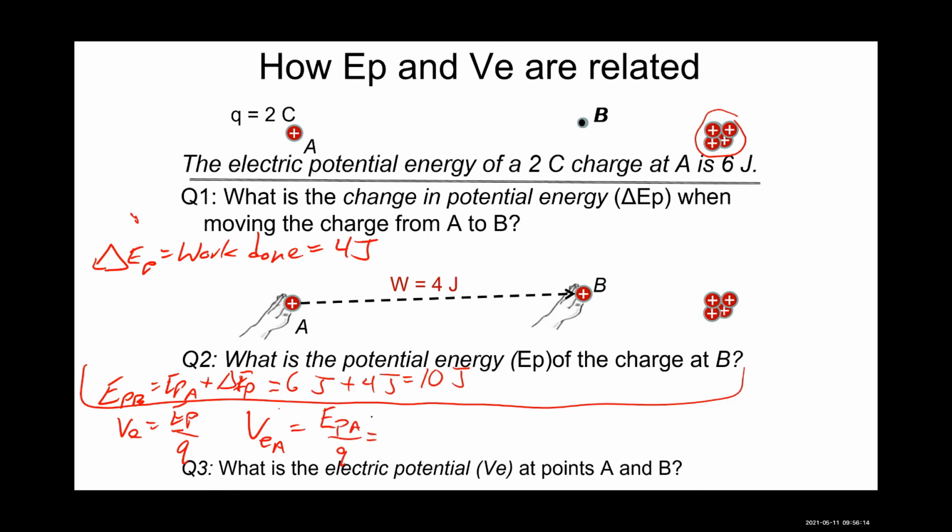The electric potential energy at A was 6 joules. The charge is 2 coulombs. So that means it's 3 joules per coulomb, or 3 volts. So at A, the electric potential is 3 volts. What is it at B?